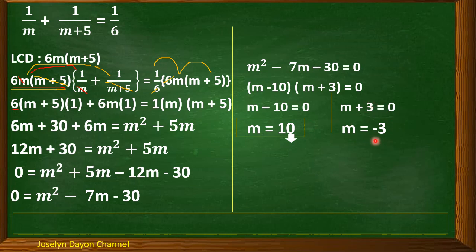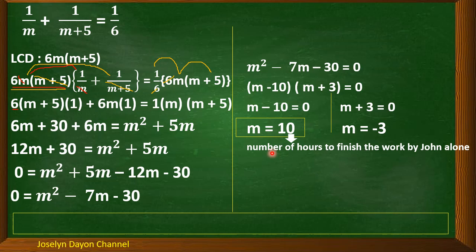This time we have two values, but we have only to consider 10 because the problem is asking for the number of hours. Okay? And m is being represented as the number of hours to finish the work by John alone. Okay? So, meaning to say that John can finish the work by 10 hours.